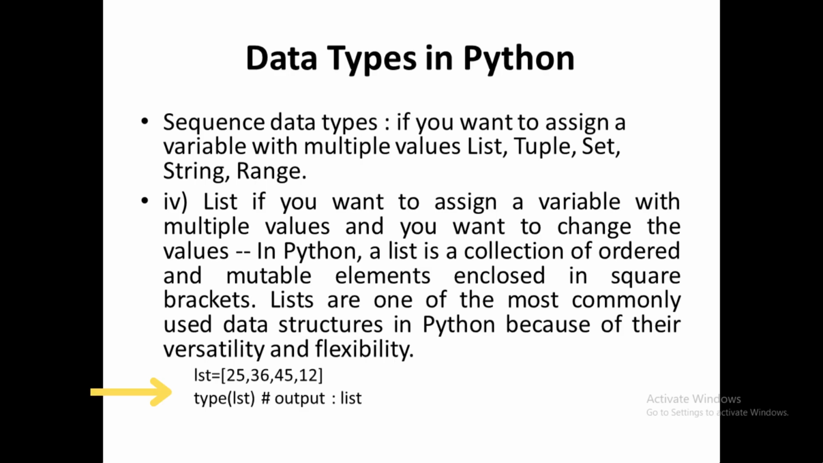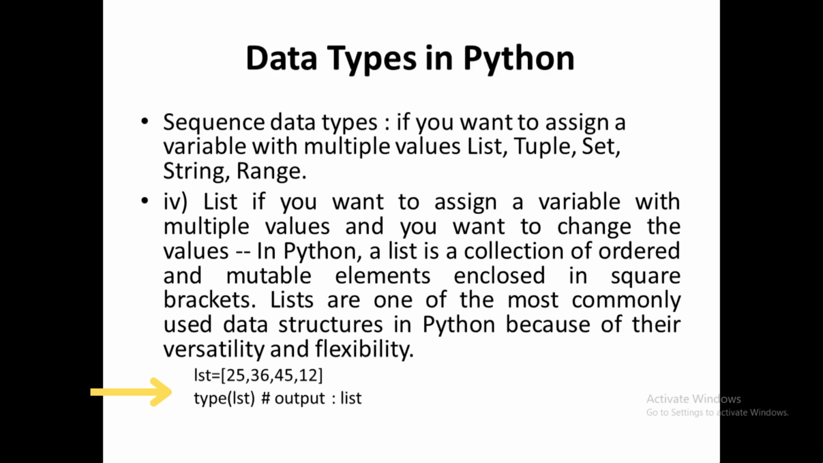In Python, a list is a collection of ordered and mutable elements enclosed in square brackets. See here, lst is equal to, inside square brackets, 25, 36, 45, 12. That value is there, so it is inside a square bracket. So it is a list.